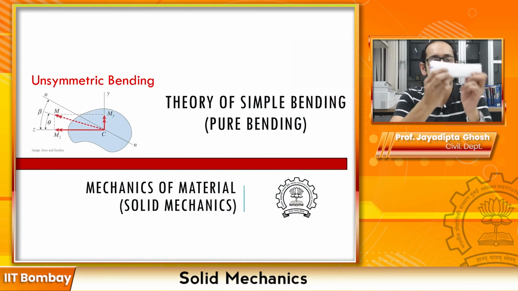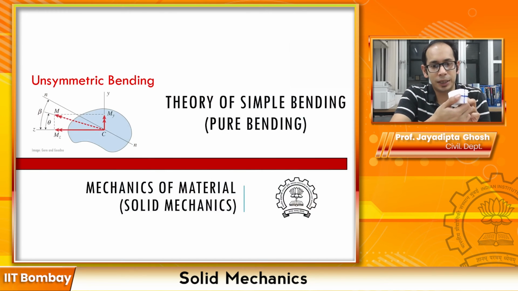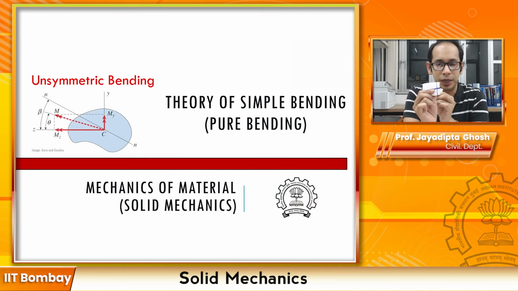Now instead of bending like this, what if the beam was bending like this? When the beam is bending like this over here, that time the bending is about the YY axis. So when it is bending like this, it is about the ZZ. When it is bending like this, it is about the YY axis.